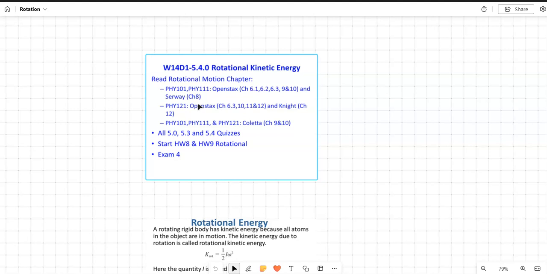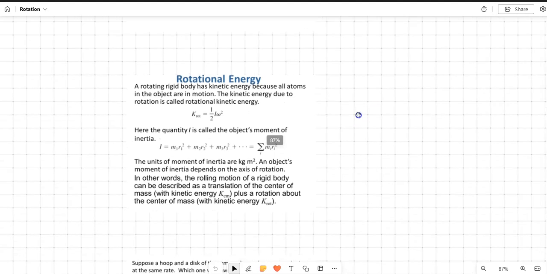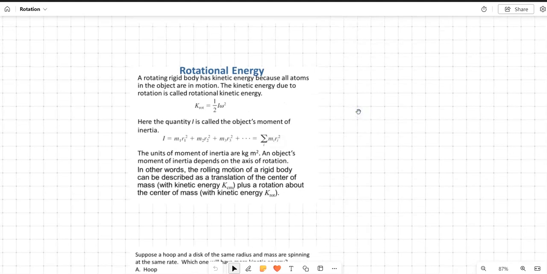Now we are at 5.4.0 in the rotations module, and we're going to be talking about kinetic energy today. Rotational kinetic energy is another type of kinetic energy in addition to the linear kinetic energy. This is a similar kinetic energy, but it deals only with rotational energy.